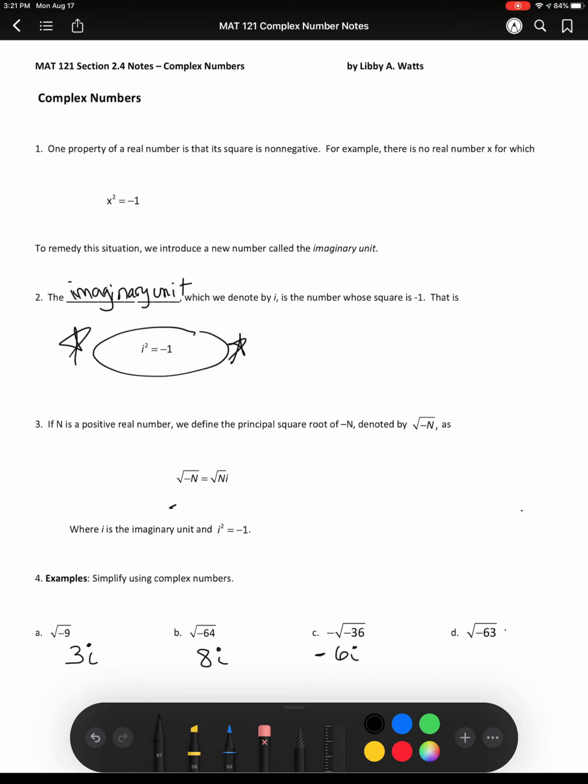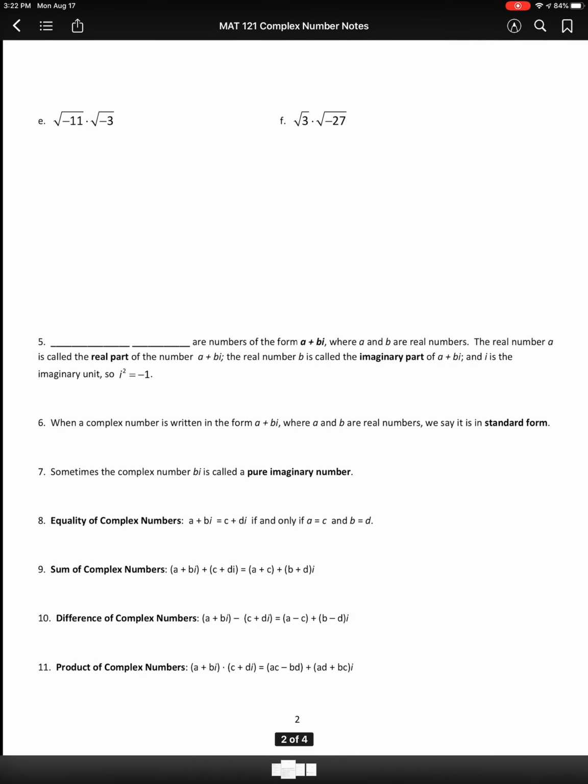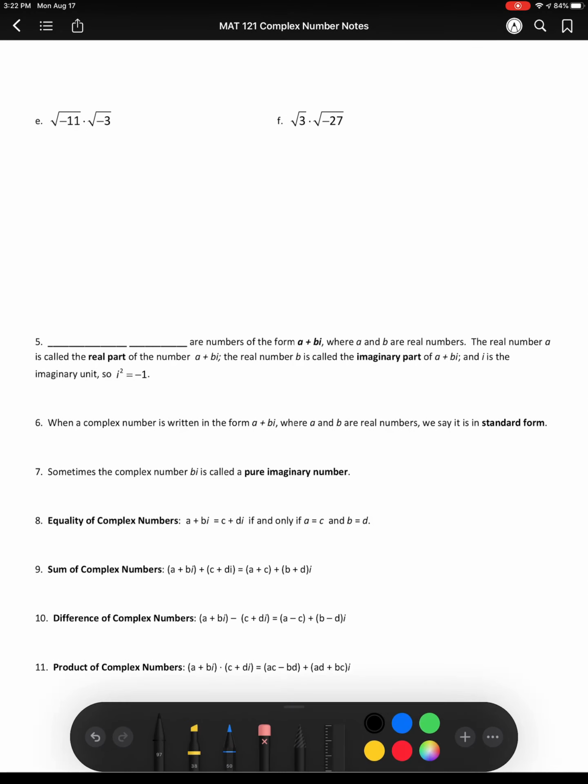D is square root of negative 63, which we want to write as a product of at least one number that has a perfect square. So negative 9 times 7, and we want the negative to go with the perfect square number because the square root of negative 9 we know is 3i. So it's 3i square root of 7. The square root of 7 will just stay there. All right. And part E.